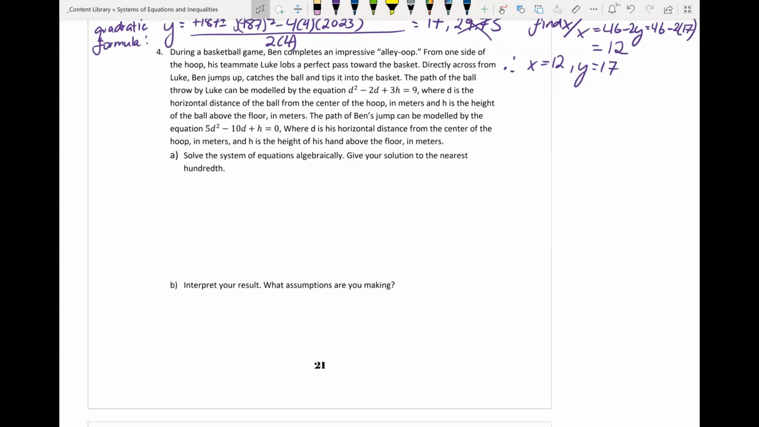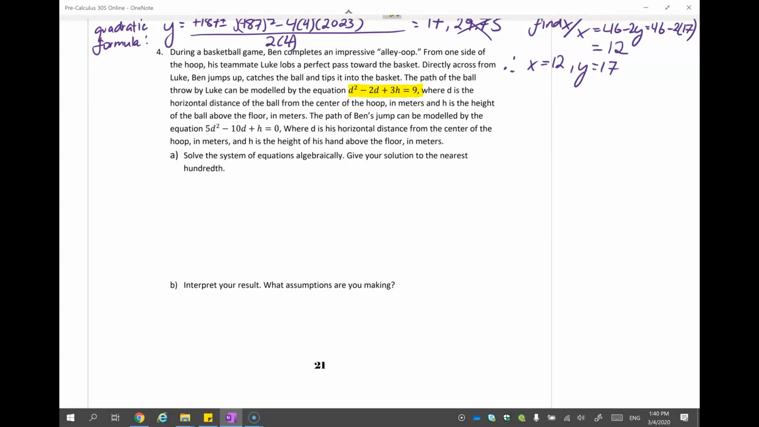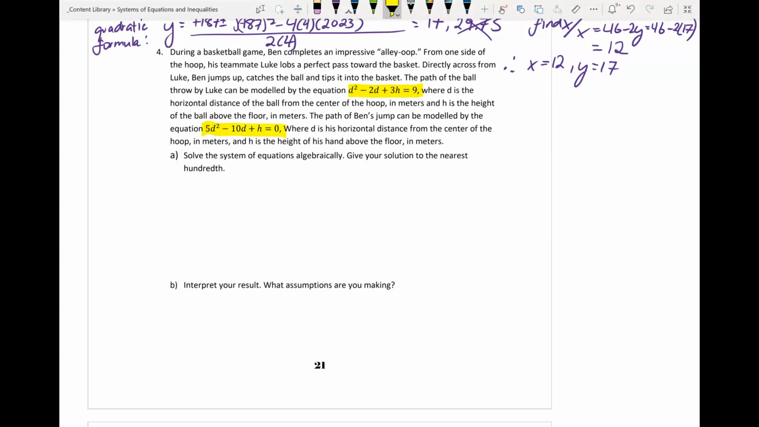One more question we're going to do together. We've been given the path of a ball thrown by Luke and it's modeled by this equation. D is the horizontal distance from the ball to the center of the hoop in meters, and h is the height of the ball above the floor. We're also given the path of Ben's jump, and this could be modeled by this equation, where D is the horizontal distance from the center of the hoop in meters, and h is the height of his hand above the floor in meters. It says solve the system of equations algebraically.